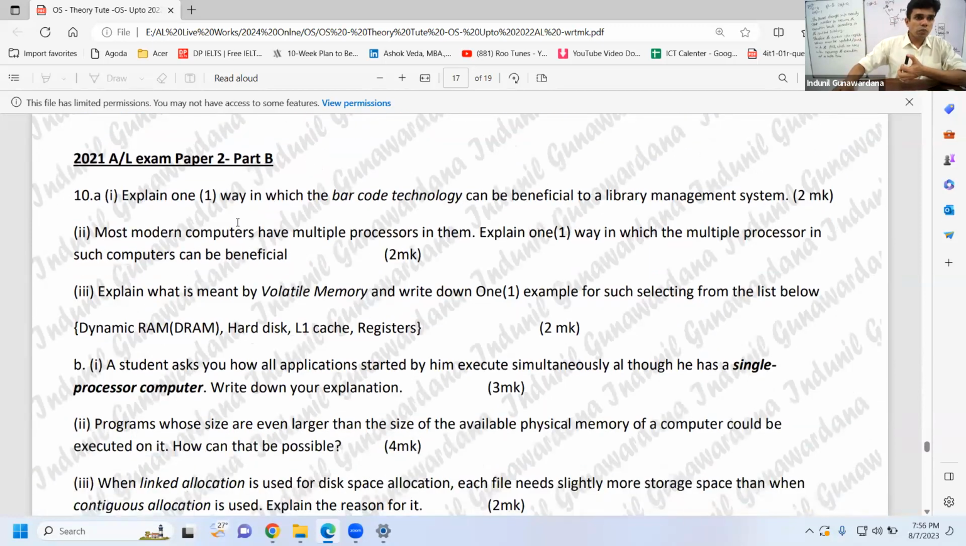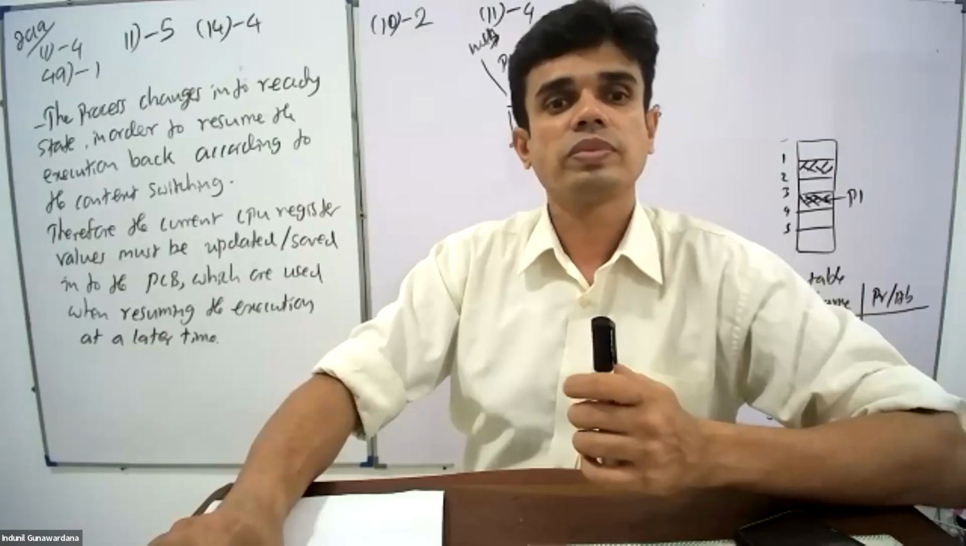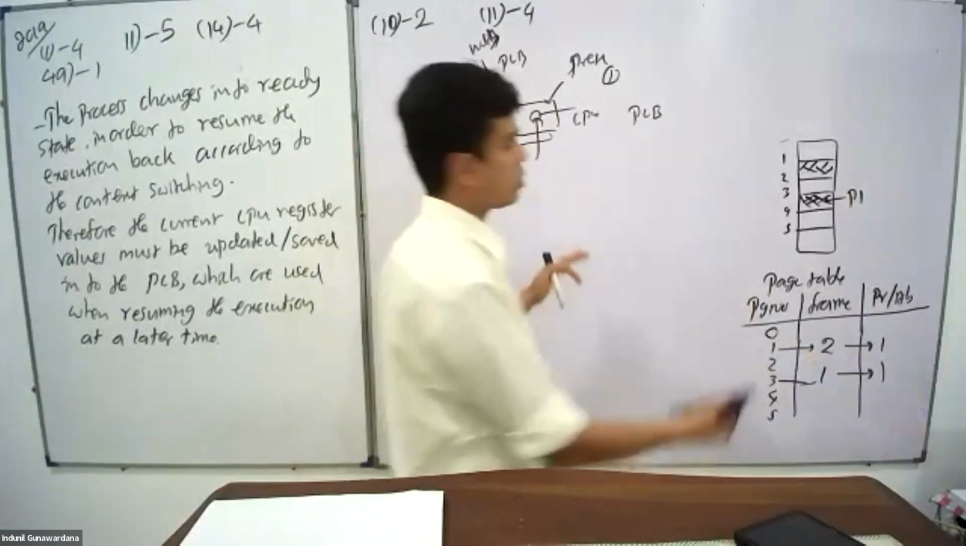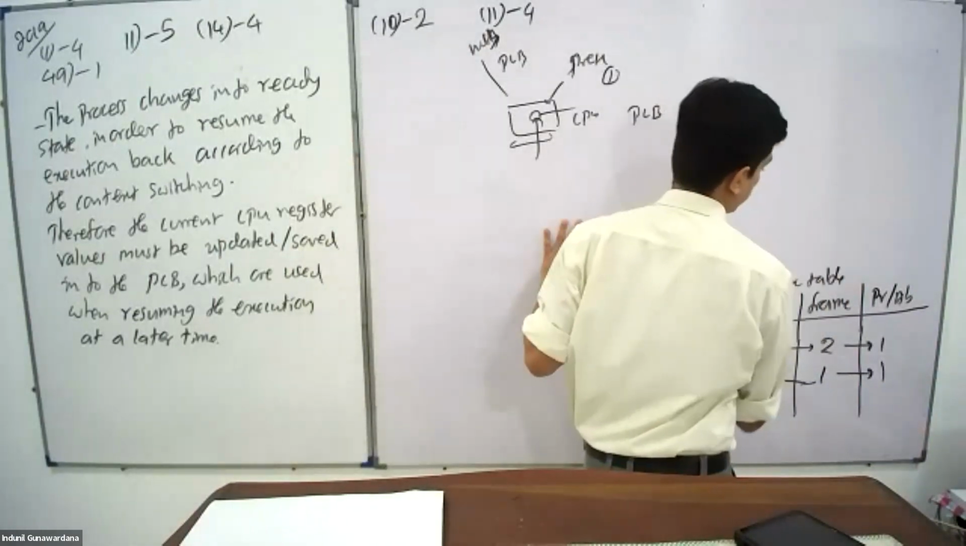Then part B. Okay. Explain one way in which barcode technology can be beneficial to the library management system. That's not OS. Why is barcode technology beneficial to the library management system? Library, lending and returning books, barcode. It's not OS. Whenever you use barcode, it's from unit 1.